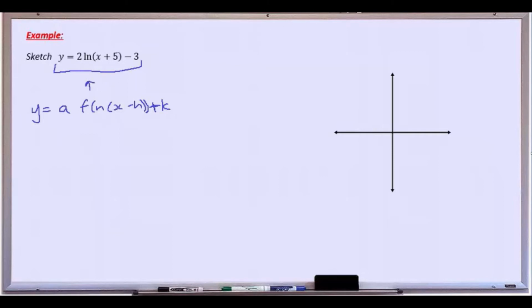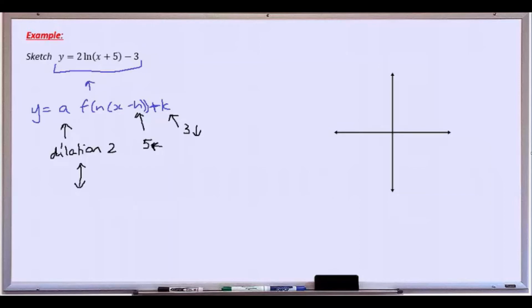This tells us that we have a dilation of 2 in the up and down direction, so a dilation of 2 from the x-axis. My translation is 5 to the left and 3 down. I'll just try and make that arrow a little bit better. So we can now sketch our log, understanding that it's going to look like this.